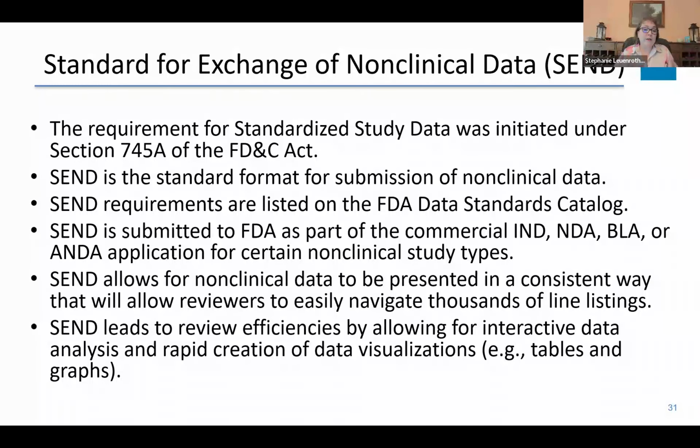And again, the benefits of SEND overall: SEND allows for non-clinical data to be presented in a consistent way that will allow reviewers to easily navigate thousands of line listings and a lot of data across many different doses, species, studies. And SEND also leads to review efficiencies by allowing for interactive data analysis and rapid creation of data visualization. So you don't have to copy and paste or reproduce the data, make your own table. That's all wasted time. The data is all there. You can put it in a format that makes sense to you and then place it into your review.